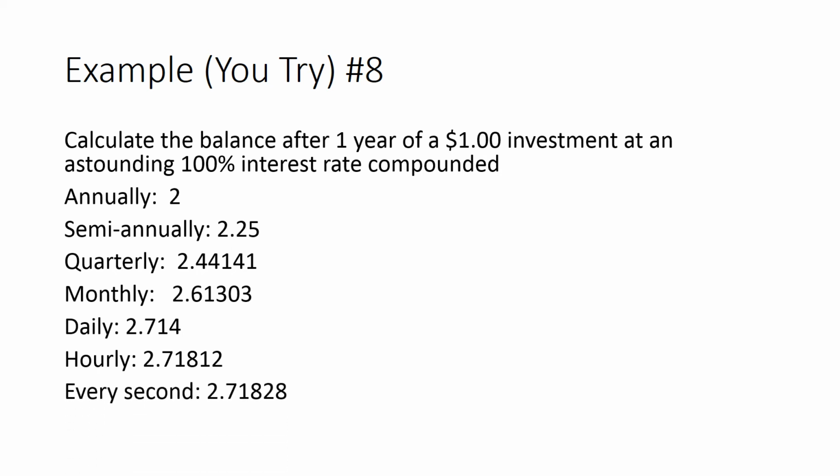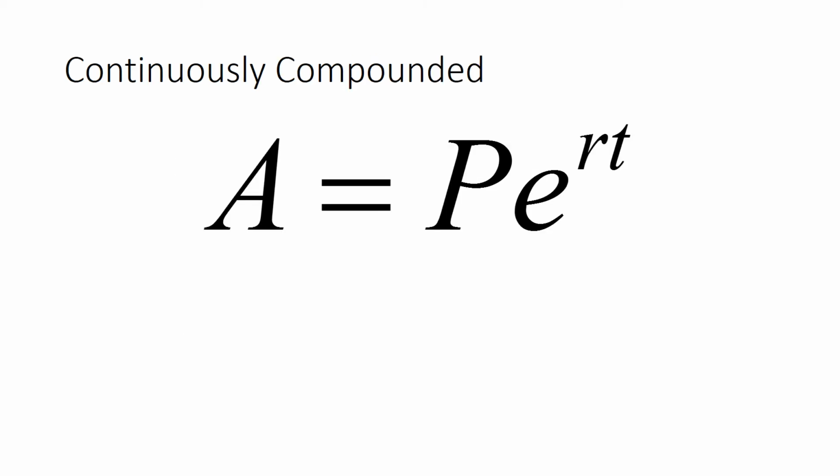And if you did it every second, you also had to calculate how many seconds were in a year to do that as well, which could be a little challenging. All right, let's do continuously compounded. This is a new formula that you may not be as familiar with. A lot of people call it PERT.